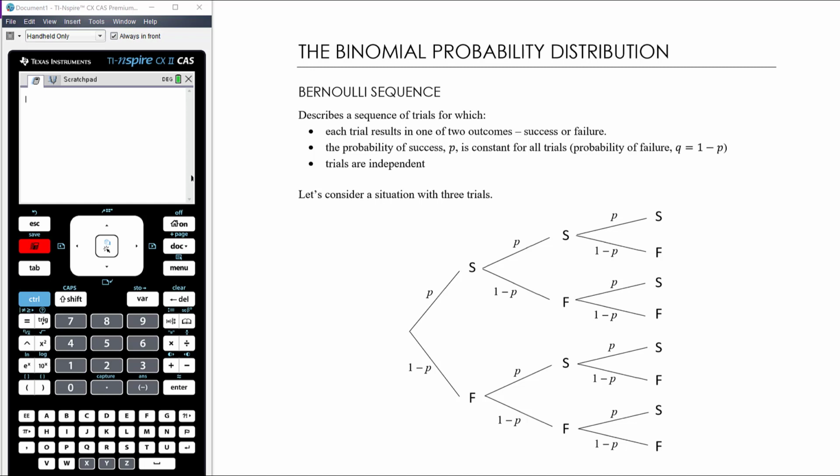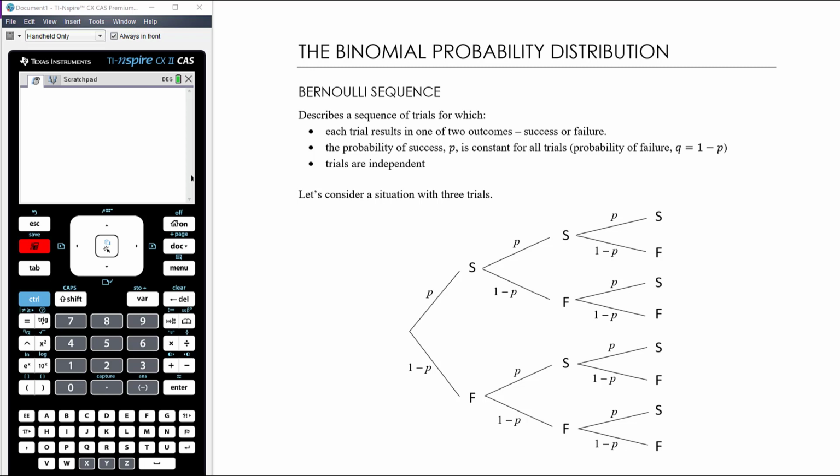Probability of failure, we sometimes use the letter Q to represent that, but Q is simply 1 minus P, so we don't really need an extra letter, but you might see the letter Q sometimes, referring to the probability of failure. And the third condition is that the trials must be independent. So the probability of, for example, rolling a 6 at each trial is not affected by whether or not you rolled a 6 at the previous trial. So: independent trials, constant probability for each trial, and at each trial the outcome is success or failure.